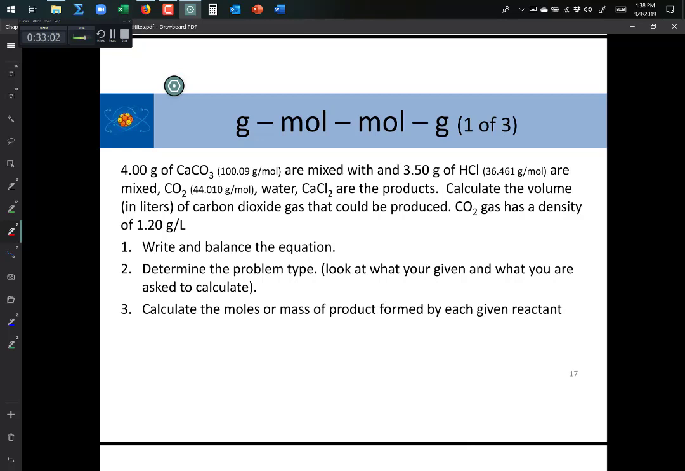In order to do all these problems, you need a balanced equation. So first thing you should think about is balancing the equation. And then after that, you have to figure out what kind of problem it is. And it could sometimes be just a straight gram to mole to gram conversion, or sometimes it's a limiting reactant problem. How do you know if it's a limiting reactant problem?